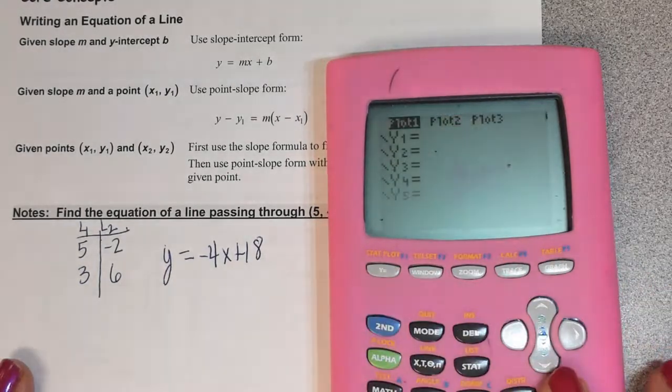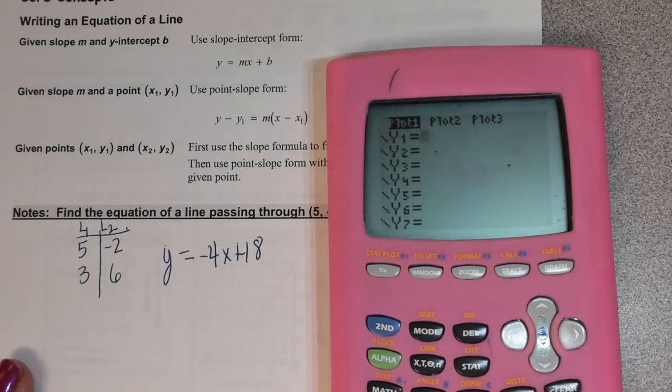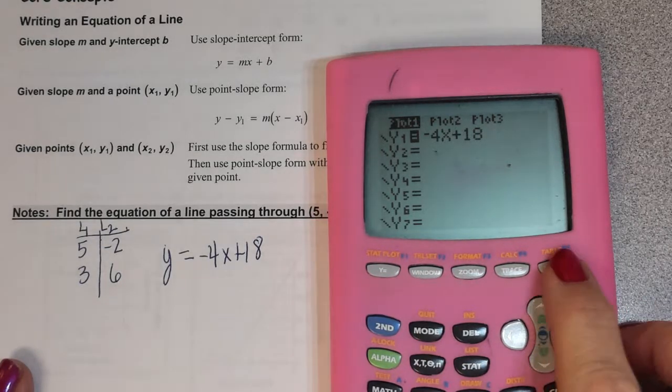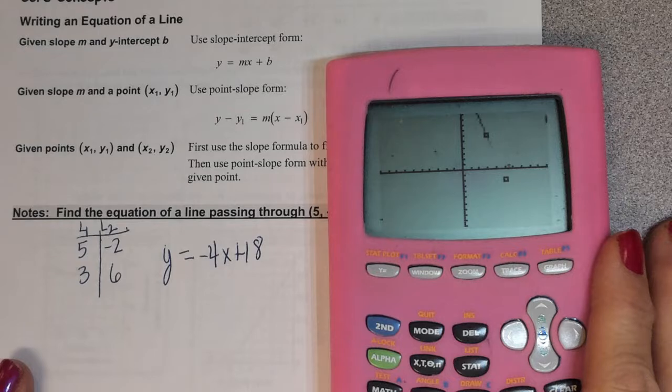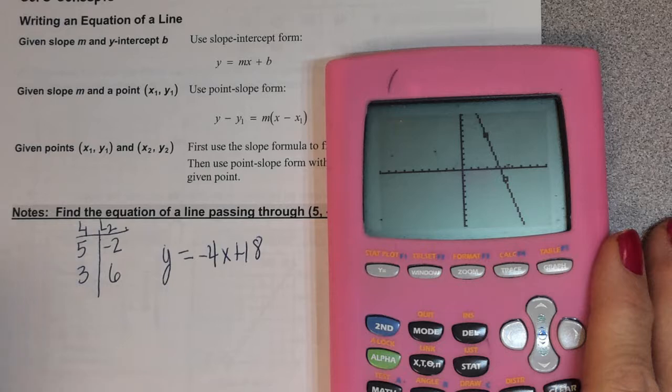I want you to go to y equals though, and I want you to put that line in. Negative 4x plus 18. And now push graph. And see how that's the line that goes through those 2 points? And so we know that we have the correct line. Okay? Anybody have questions?